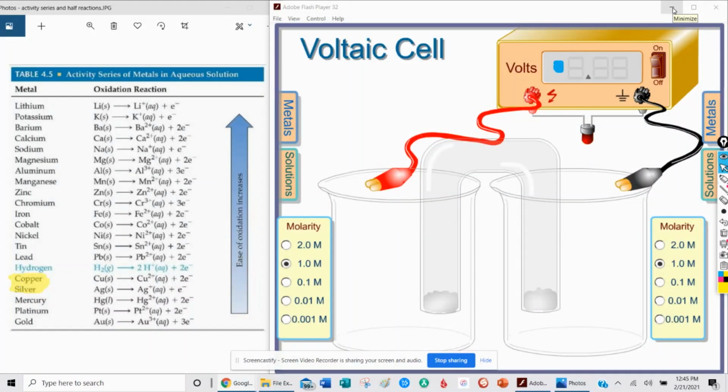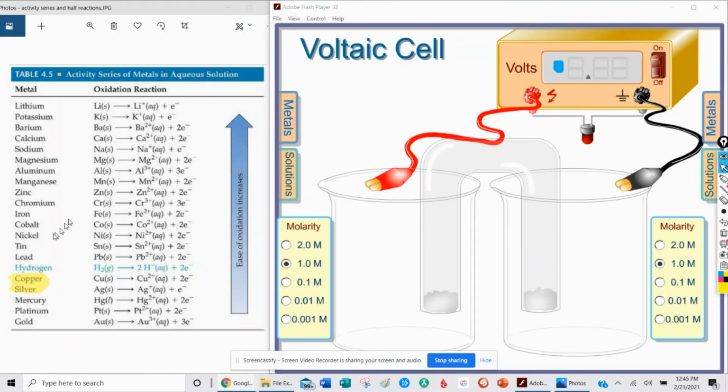We're going to be doing a virtual lab on voltaic/galvanic cells. And before we get into your lab data, I just want to go through some things here. On our left-hand side, you can see that we have our activity series, which shows us the ease of oxidation increases as we go up the chart.